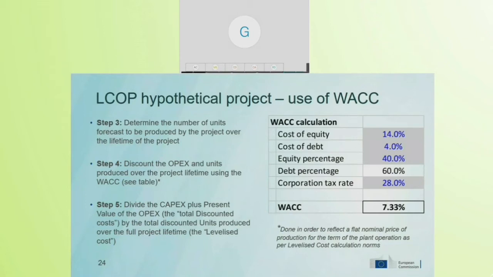So that would be your base rate plus the margin you expect to get from the bank. And then you get a blended or weighted average cost of capital. Here, in this case, it's 7.33%. We then discount the OPEX and the units produced over the project lifetime using the WACC, our blended cost of capital, and then divide the CAPEX plus the present value of the OPEX by the total discounted units produced for what is a levelized cost. In other words, a flat, non-escalating cost of production per unit over the lifetime of the project. Next slide.